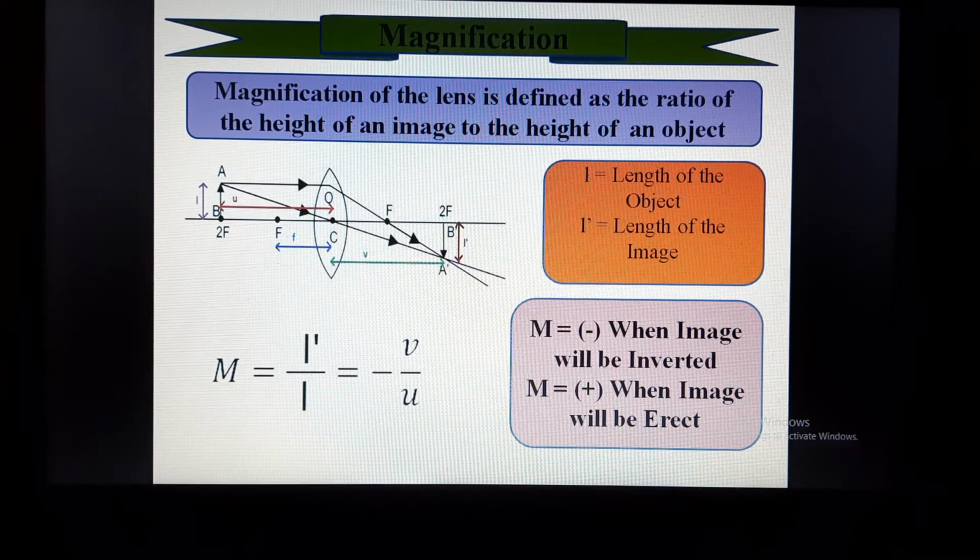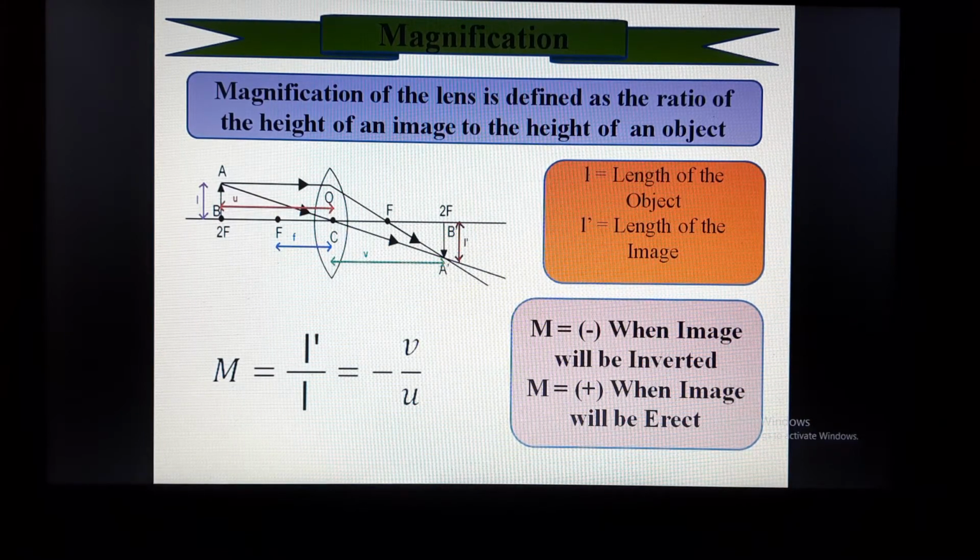Okay, so here m will be negative when the image is real and inverted, and m will be positive when the image is virtual and erect. Okay, so boys, this information is also very important for solving mathematical problems. Okay, so remember this condition very carefully.